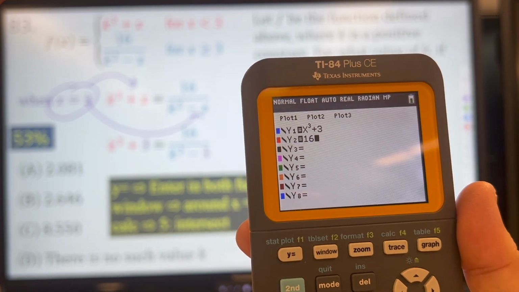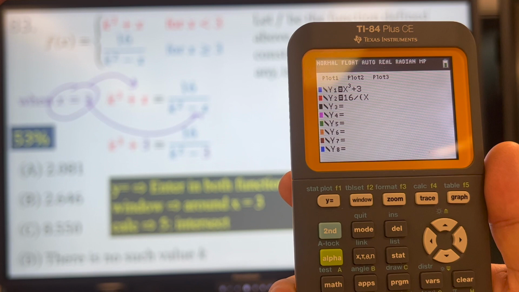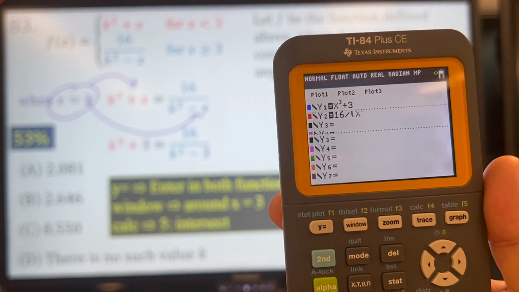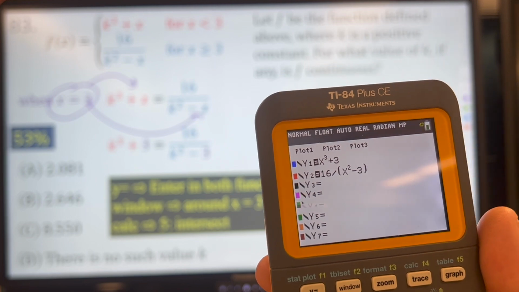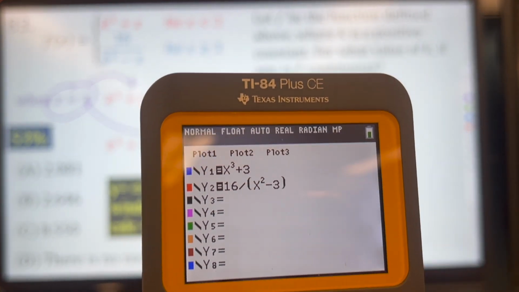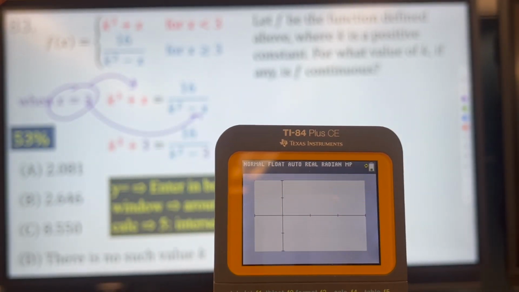Then I'm going to do 16 divided by, make sure you put the bottom in parentheses, x squared minus 3, close parentheses, and enter. So I got both of these in. Now if I hit graph, this is a graph from a previous problem.